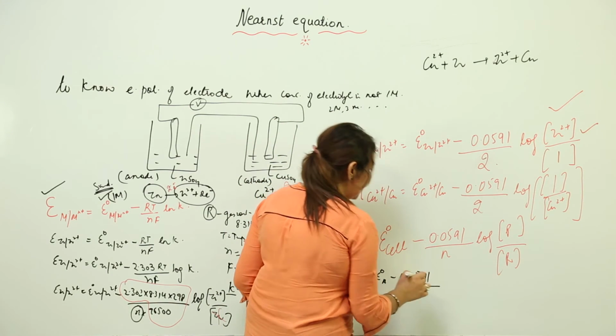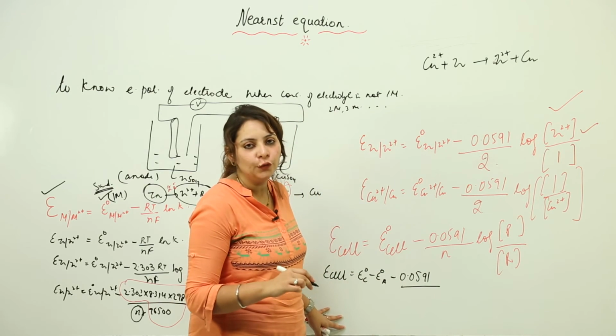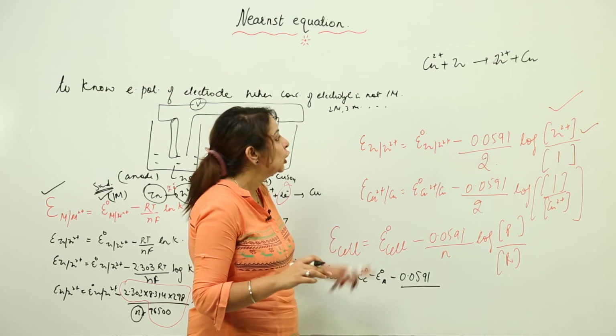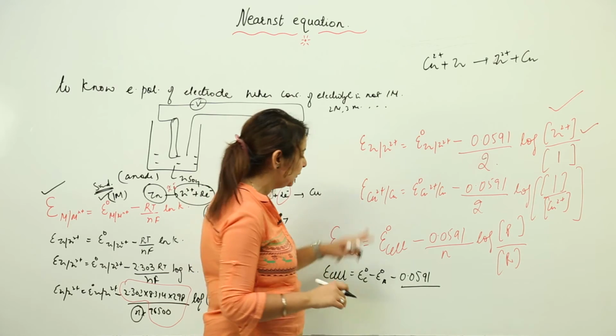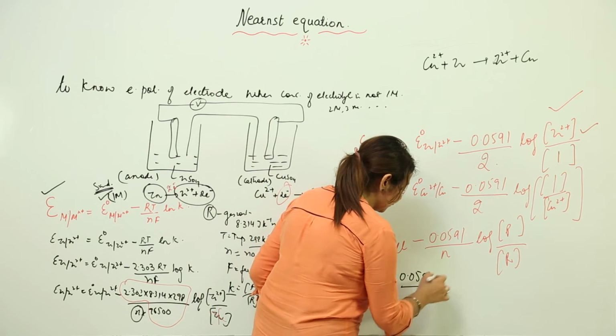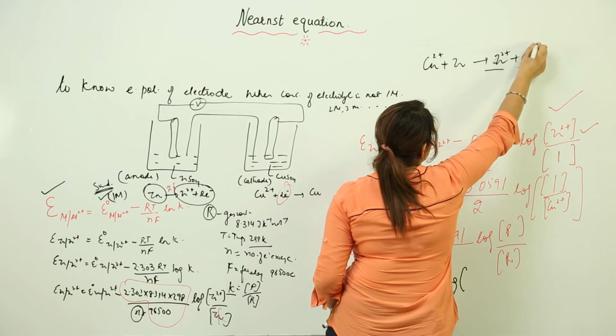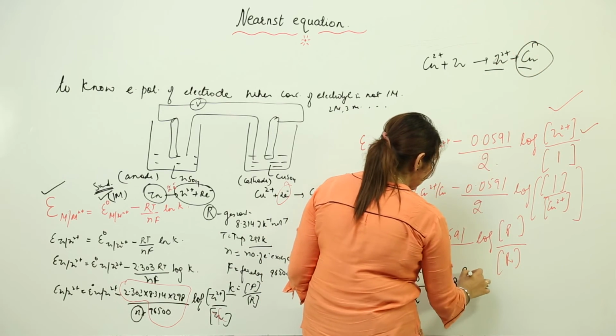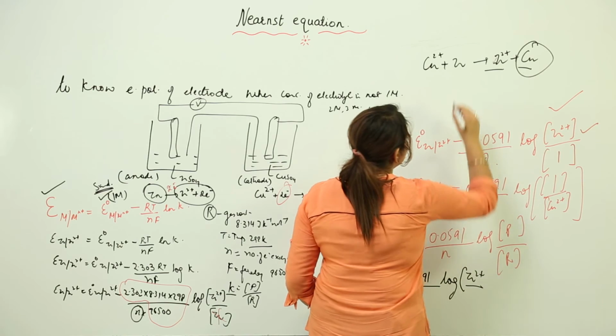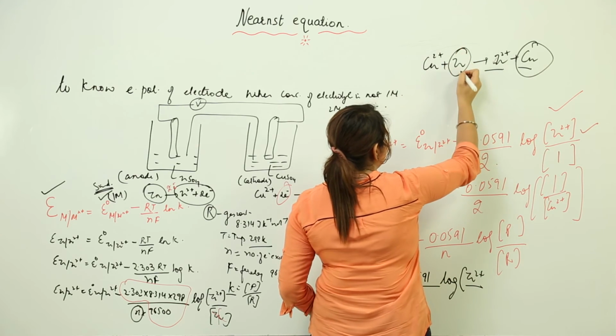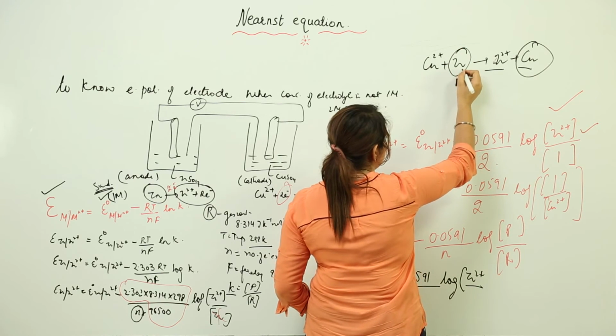0.0591. N is the total number of electrons which is involved. So the total number is 2 electron loss, 2 electron gain, so that means the exchange of 2 electrons. Log of product, I can neglect this factor actually. So I am left with Zn2+ divided by reactant, so I can write this as 1 because it is a pure solid.